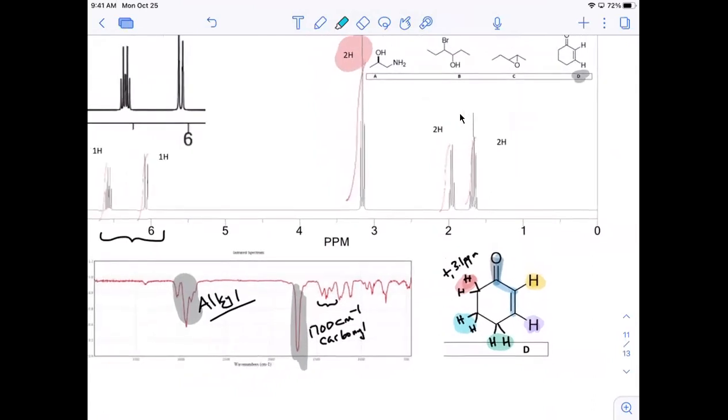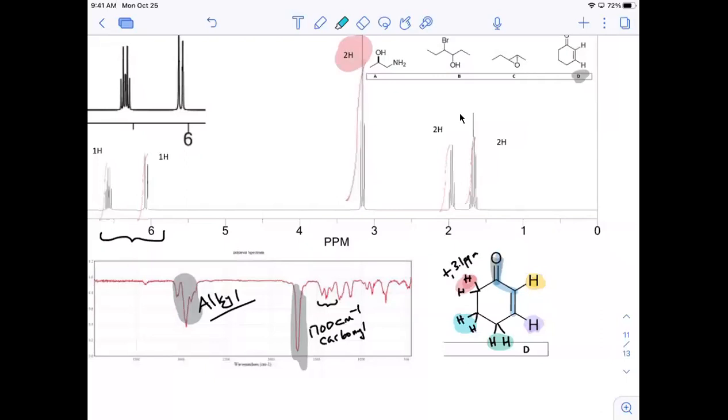It's a quartet. Should be a quartet, right? And compared to the pink and the green, it should be further upfield. Is that right? Because it's not next door to a sp2 carbon. Like it's not in an allylic type of position, right?